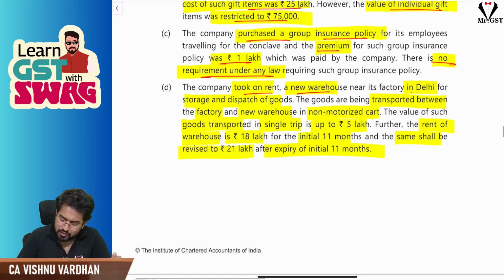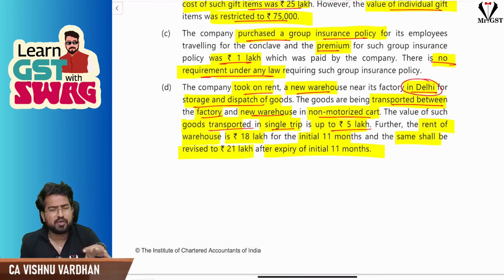They took a new warehouse on rent in Delhi. This fellow is already registered in Delhi. Goods are stored and dispatched, transported between the factory and the new warehouse by non-motorized cart, single trip 5 lakhs. As I told, non-motorized cart means there is no need to take an e-way bill, no matter what the value is.